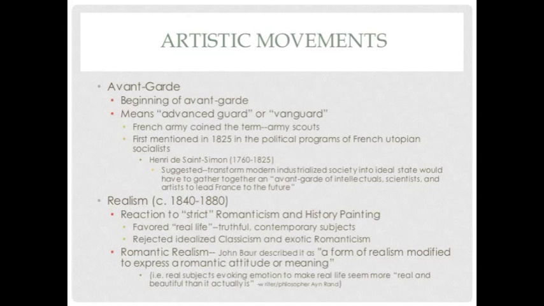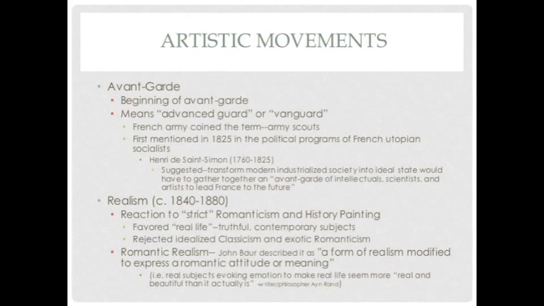The first artistic movement is the avant-garde. The avant-garde means literally the advance guard or the vanguard. It was coined by the French army and by the scouts who would go before everyone else. So in art, it means the people who come before others, or the people who are ahead of the curve. It was first mentioned in 1825 in the political programs of the French Utopian Society.